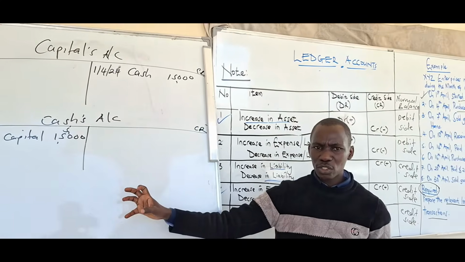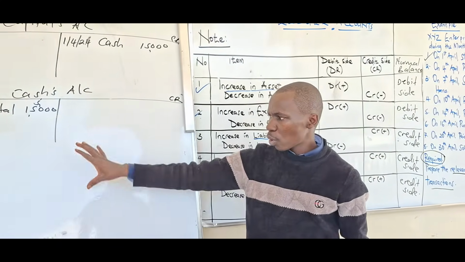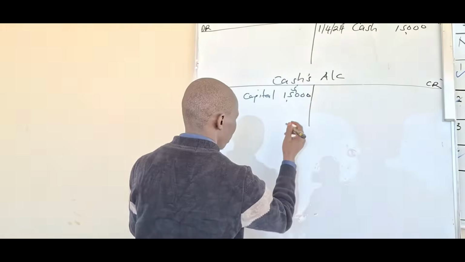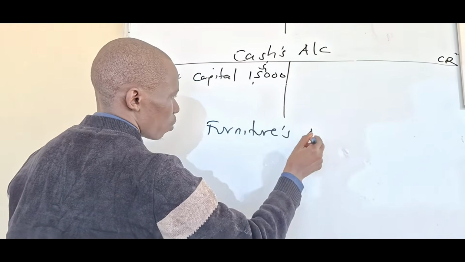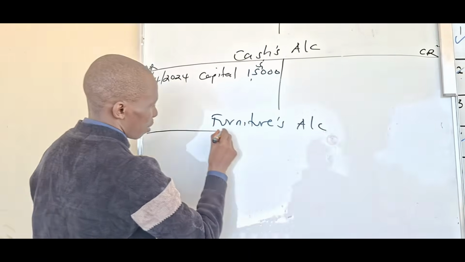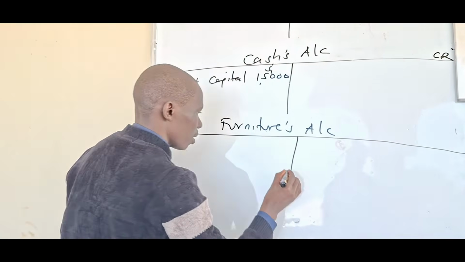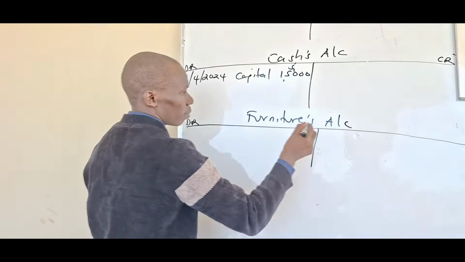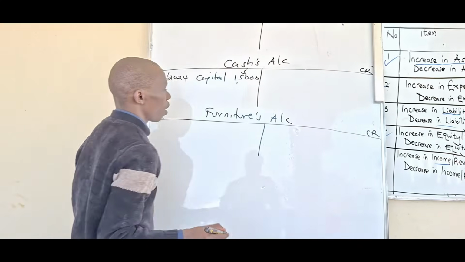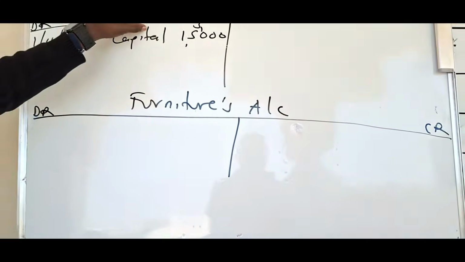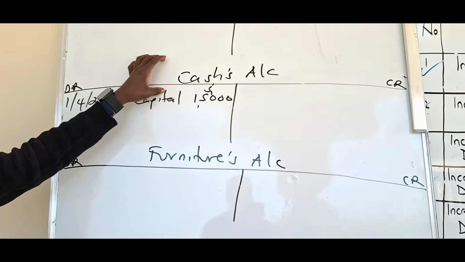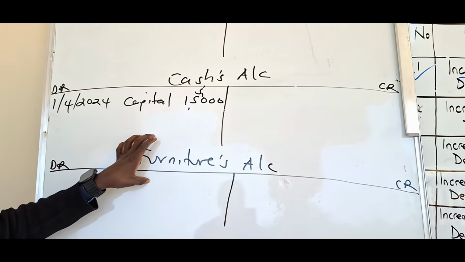Anything related to cash, we record here. So we are going to draw here our furniture's account. Now the question is, first of all, cash is an asset. Furniture is also an asset, a non-current asset.